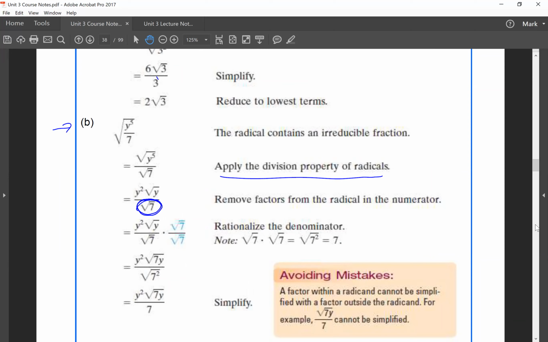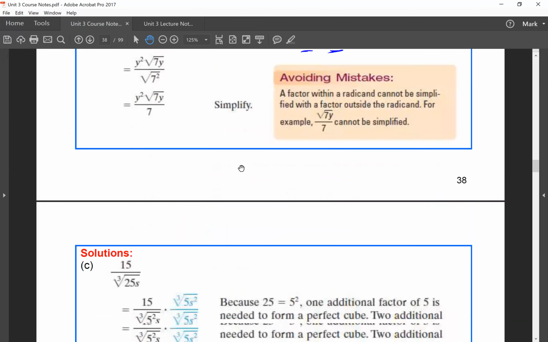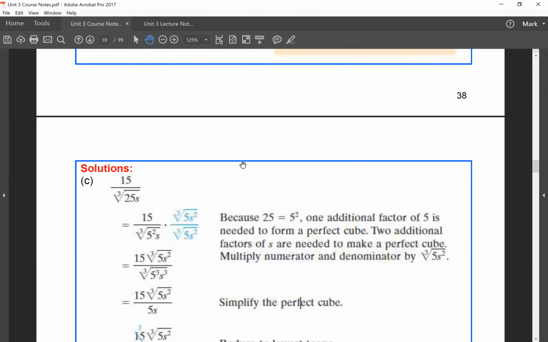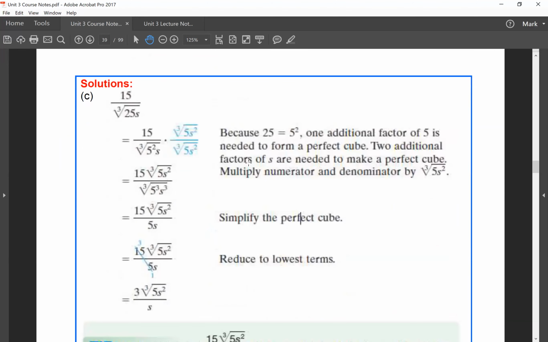So I multiply it by root 7 over root 7. Root 7 squared is 7. And I mean, that's it. It's pretty straightforward with one term. And of course, I'm going to practice this with you. Don't worry. Same thing for question C.